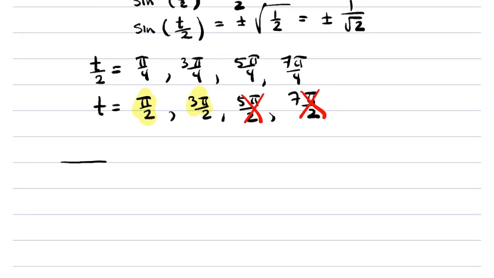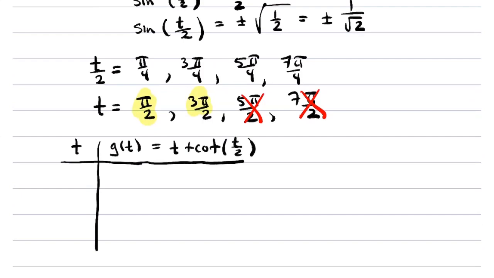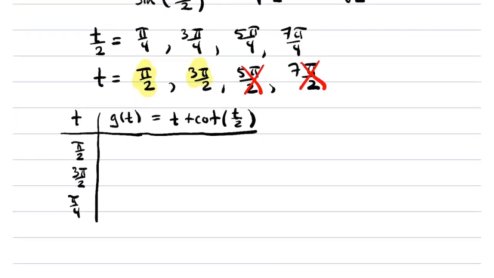What am I going to put in our table? I'm going to put some t values, and g of t, I'll remind you, is t plus the cotangent of t over 2. And what values of t are we going to look at? Well, we're going to look at those two critical values that we just determined, pi over 2 and 3 pi over 2. And then we need to put the endpoints, pi over 4 and 7 pi over 4.